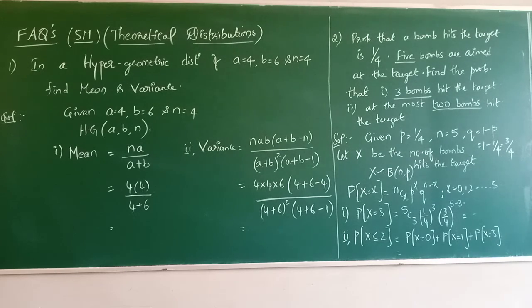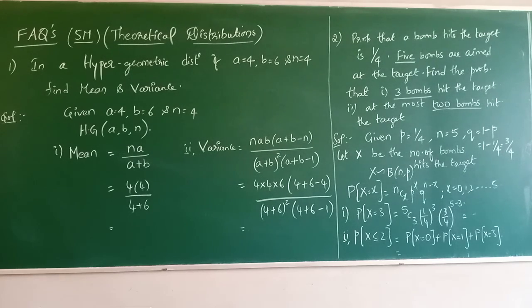In such cases, to recognize which distribution a problem is from, you need to identify the parameters. That is the first step. The probability that a bomb hits the target: the question is asked about hitting the target only, nowhere is missing asked. So the probability is also about hitting only. In such cases, the probability of hitting should be considered as success. So that means P equals 1 by 4. Given P is 1 by 4.